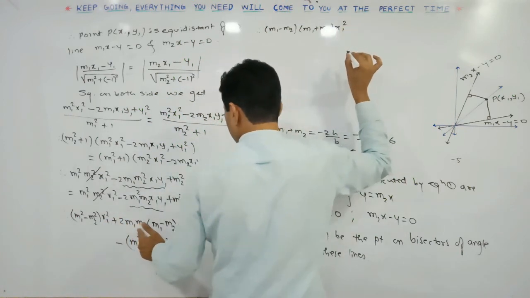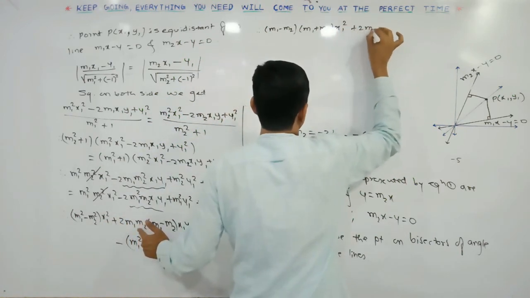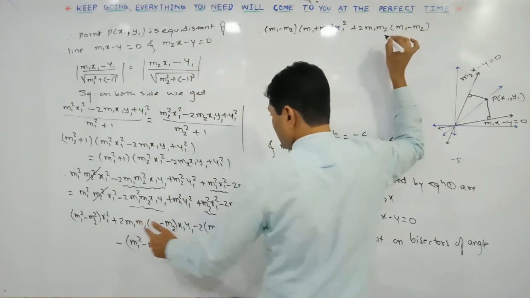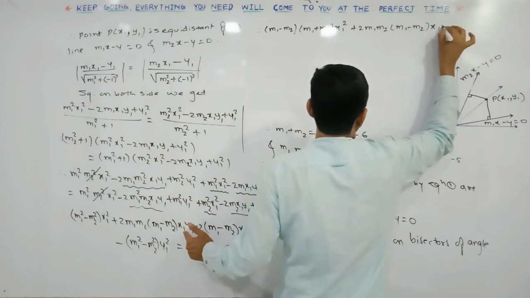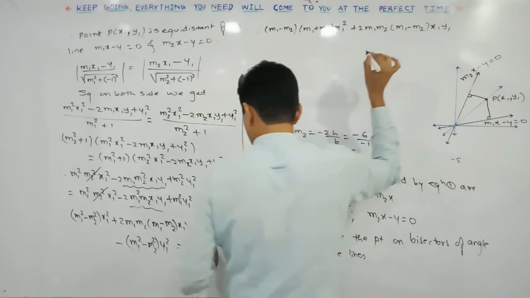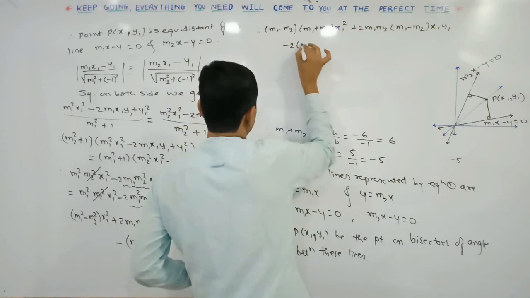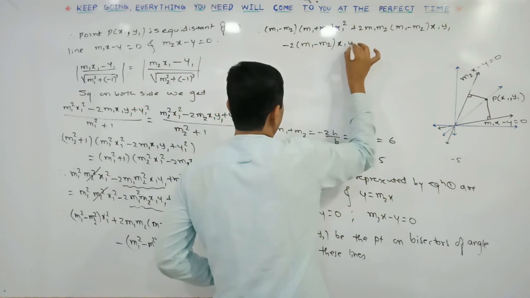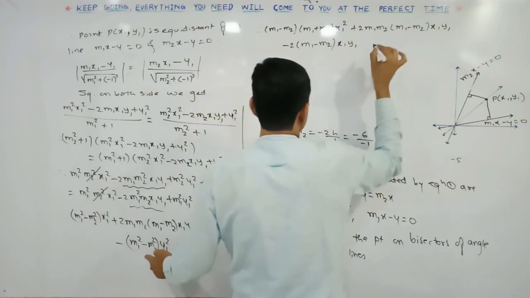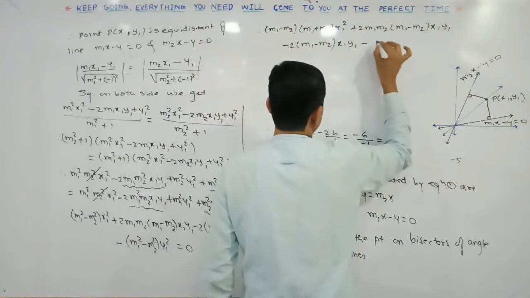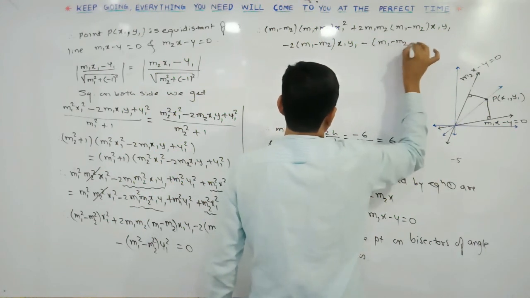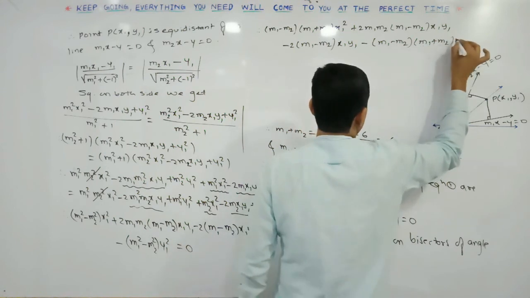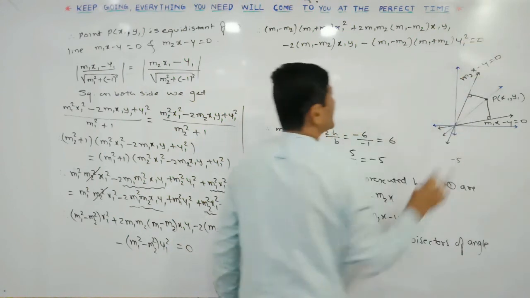Again here, plus 2 m1 m2 as it is, again m1 minus m2 also as it is, into x1 y1. Again observe the third term, minus 2 m1 minus m2, keep it as it is, into x1 y1 also as it is. Observe the last term, minus. Here the factors of these terms are m1 minus m2 into m1 plus m2 into y1 square is equal to 0.